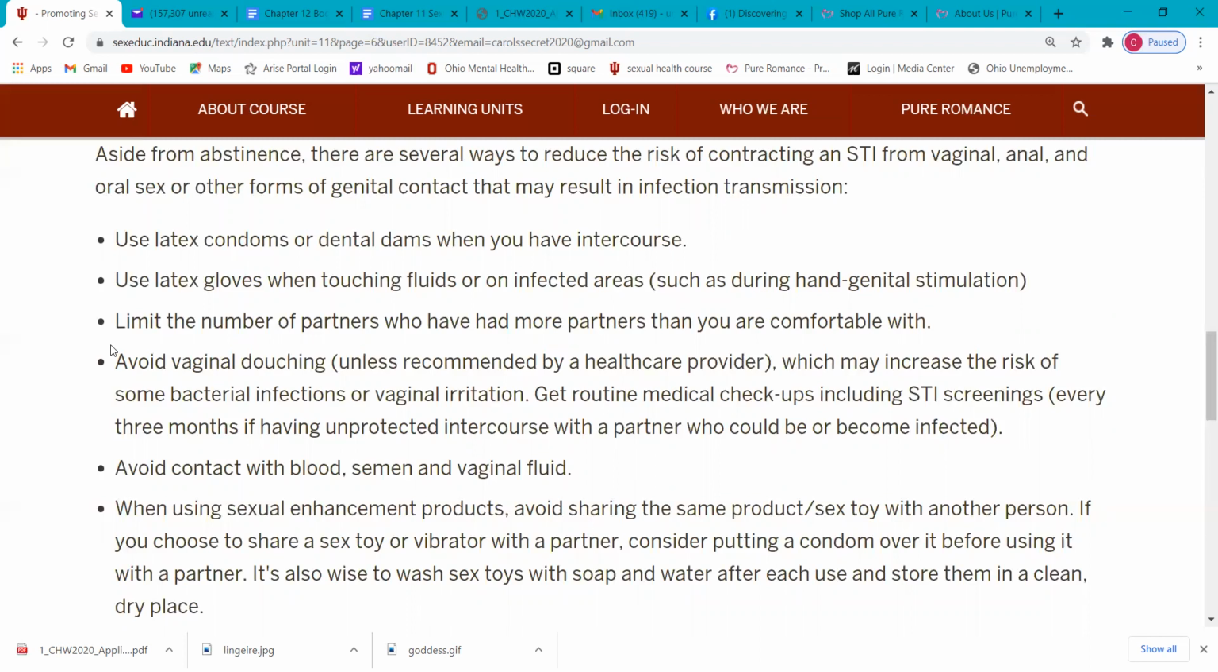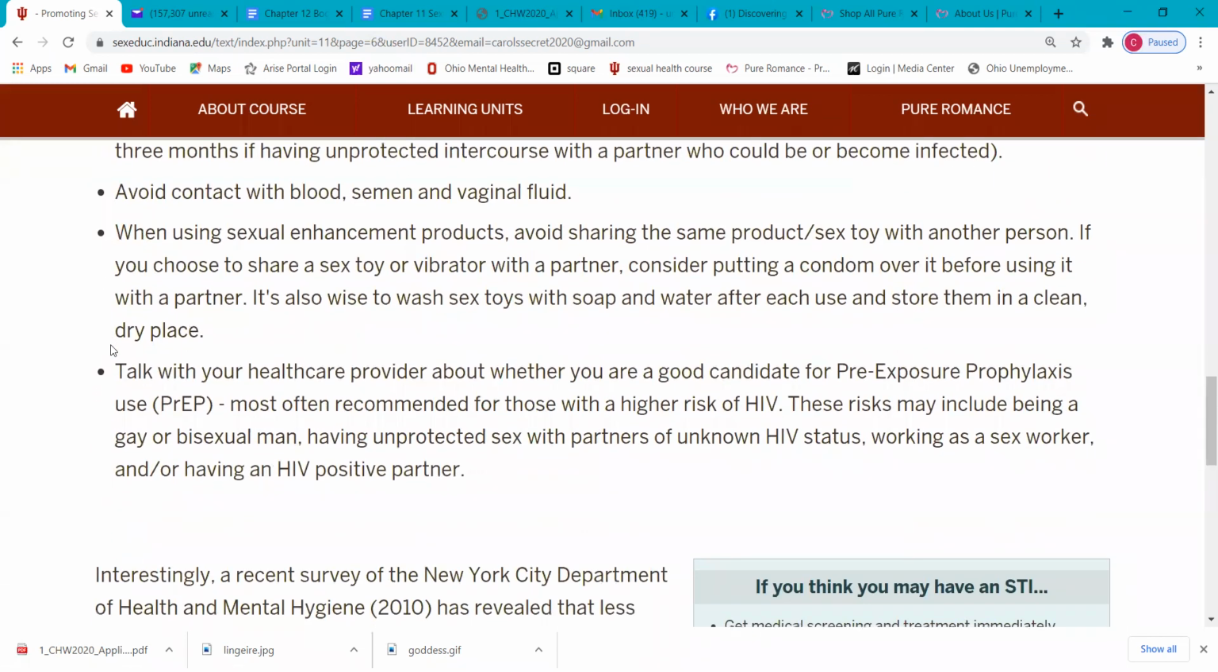Get routine medical checkups, including STI screenings. You also want to avoid contact with blood, semen, and vaginal fluid. Also, when using sexual enhancement products, avoid sharing the same product or sex toy with another person. If you do share a sex toy or vibrator with a partner, consider putting a condom over it before using it with a partner.